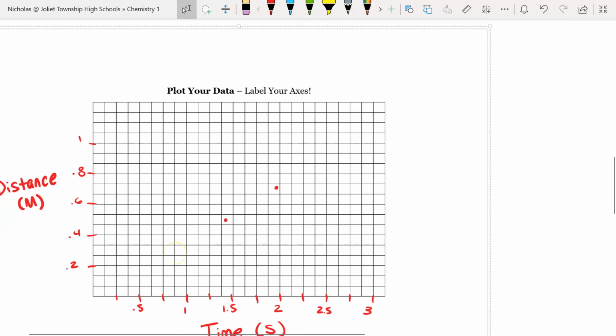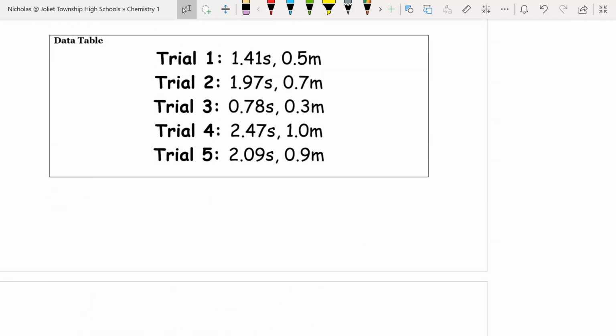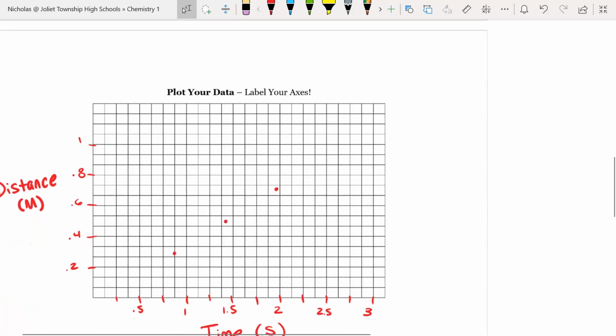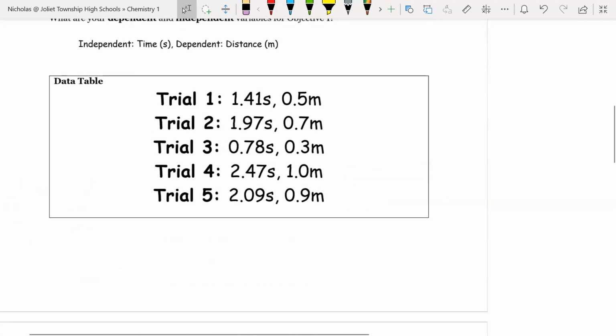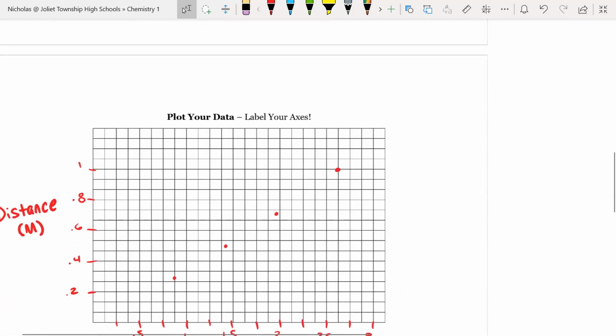Okay. The next point is 0.3, and that's 0.78 seconds. So like here maybe. All right, and then 1 meter was 2.4 seconds, so almost 2.5, I mean. So I'm going to put that dot here. All right, and then looks like 0.9 was about 2 seconds. So right around here.